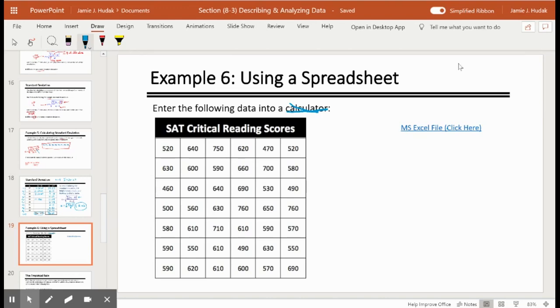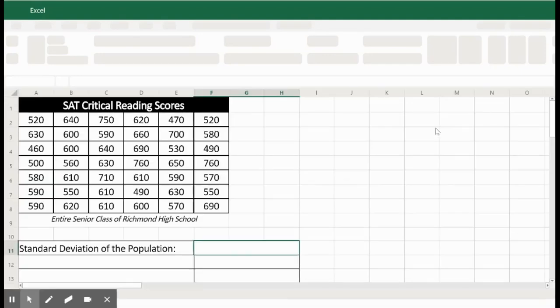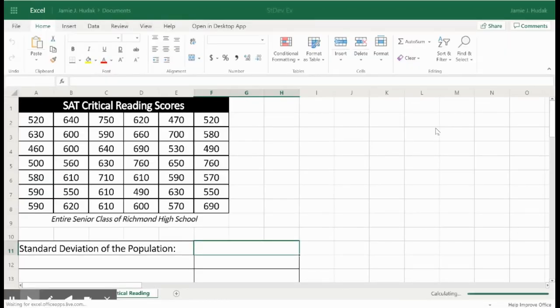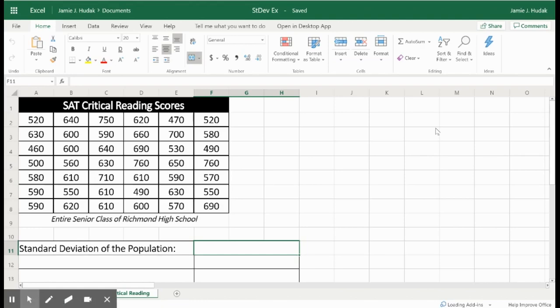And if I click on this link, there we go. So you can see that we have all of the data from the slideshow right here in the spreadsheet. And if we want to find the standard deviation, because the sample is the entire senior class of Richmond High School, that means it is the entire population, so we would want to use the standard deviation of the population, and that's what I have typed into this cell down here.